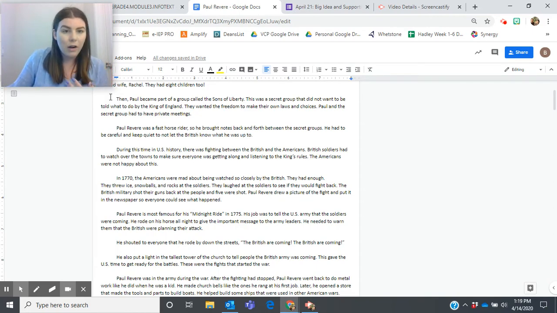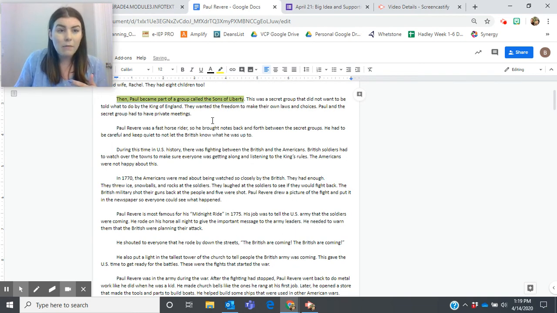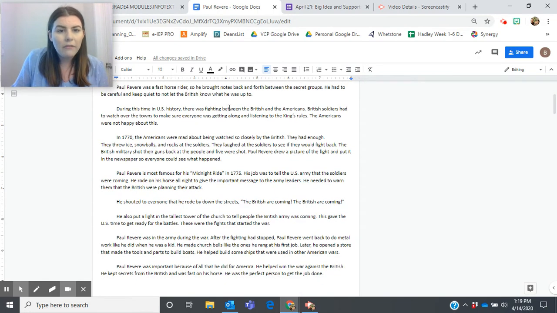The first sentence, then Paul became a part of a group called the Sons of Liberty, is a sentence that's letting me know what is going to be happening in the rest of the paragraph. The rest of the paragraph talks about how it was a secret group, what they wanted, and how they had private meetings. But all of those wouldn't really make sense if we didn't know that he had joined the group called the Sons of Liberty. That's my topic sentence.